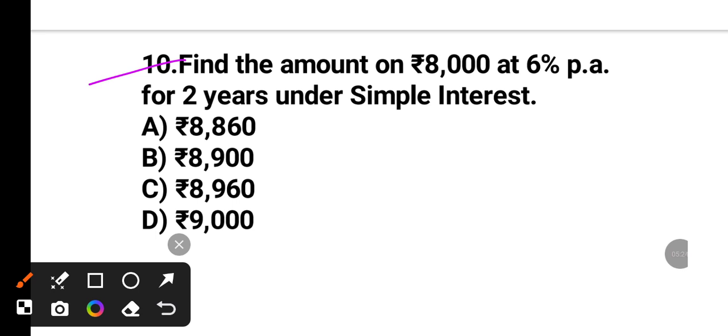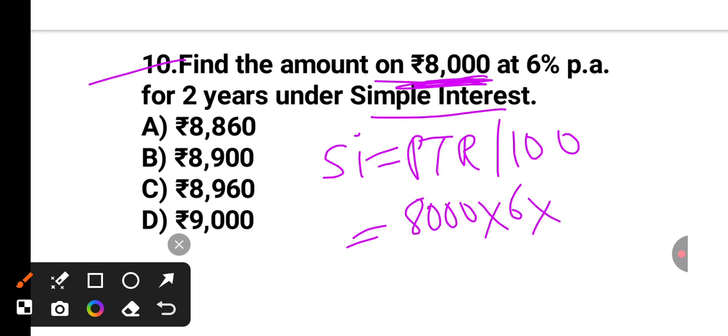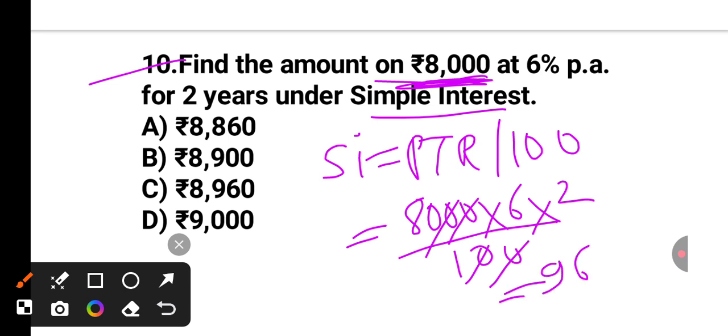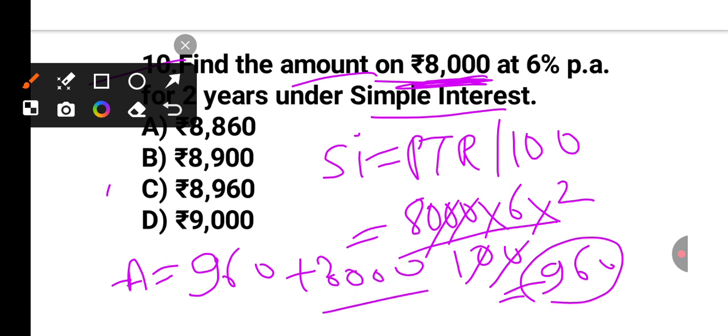See how to calculate. First calculate the simple interest. See, simple interest is equal to PTR by 100. This is the sum. Okay, this is 8,000 into 6 into 2 divided by 100. This is 960. Okay, 960 is your simple interest, but we want the amount. Amount is equal to 960 plus principal 8,000, that is 8960. 8960 is the amount.